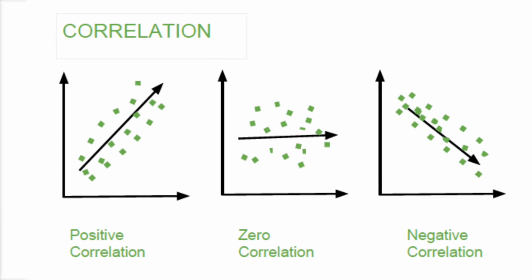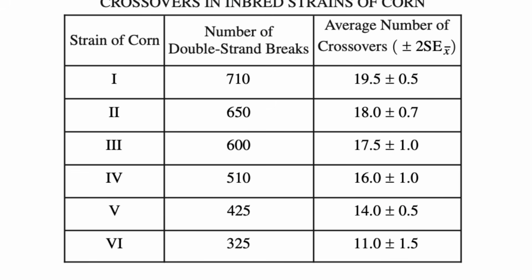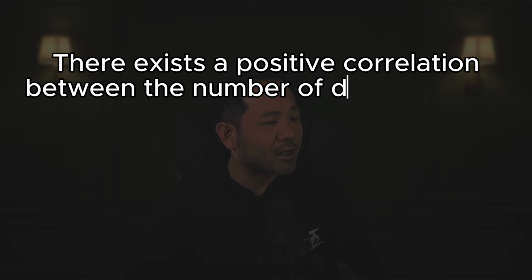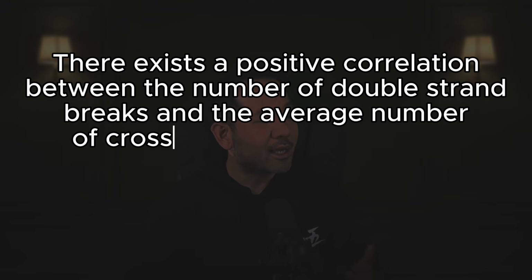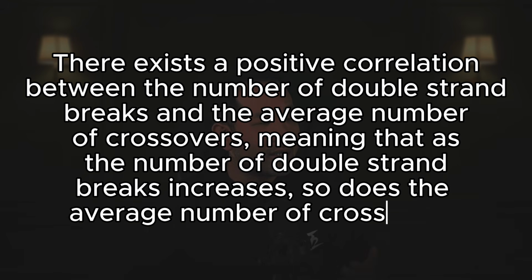So the relationship that we're looking at is what we call a positive correlation, which is used to describe a pair of data sets that rise and fall together, which is exactly what we see here. So simply put, we write, there exists a positive correlation between the number of double-strand breaks and the average number of crossovers, meaning that as the number of double-strand breaks increases, so does the number of crossovers.